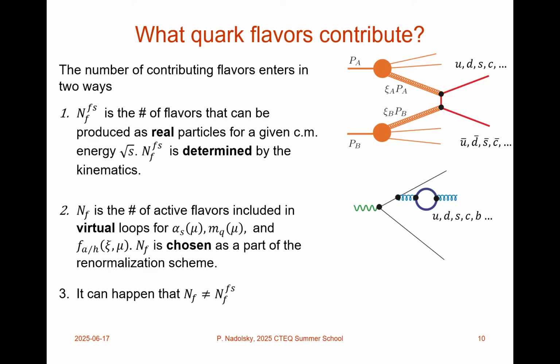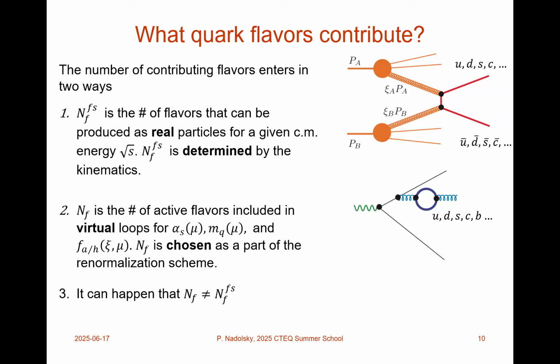Now, there is another contribution that comes from the loop diagrams, and those are just virtual quarks. They kind of come and go, right? And so the number of flavors in the loop diagrams is not fixed. You can set it based on your renormalization scheme. So therefore, obviously it can happen that the number of flavors in the loop is not the number of flavors in the final state. But also you can choose NF.